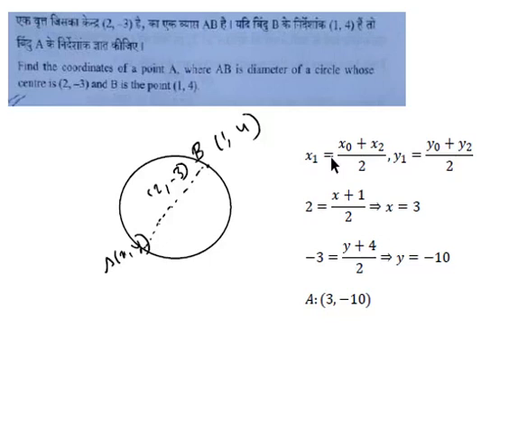We use the formula x1 equals (x0 plus x2) by 2, and similarly for y. We just input the values. x1 is the center, x0 can be B, and x2 is A. So we input the values and we get x and y. We have got the coordinates of A.